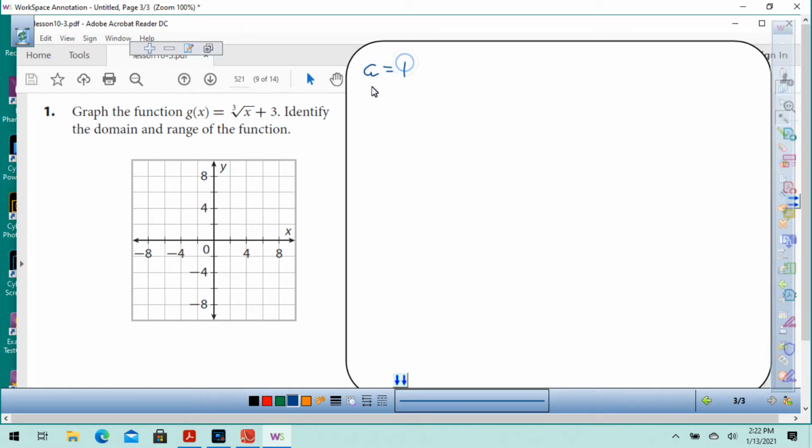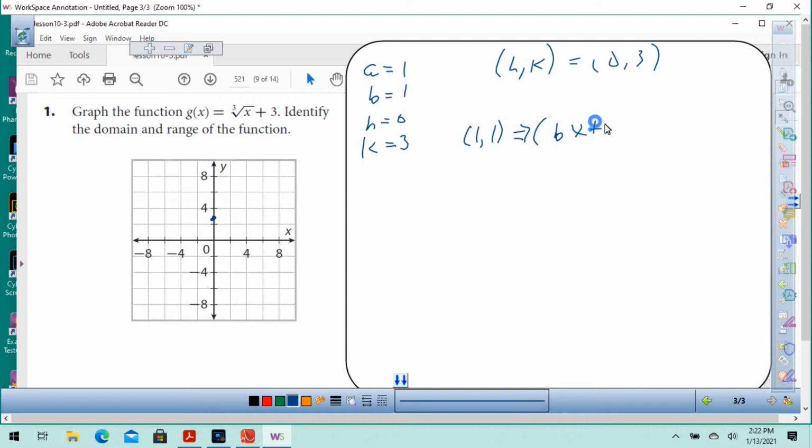We're looking, A is 1, B is 1, H is 0, and K equals 3. Your point of inflection is always H, K, which is 0, 3. 0, 3 is going to be right there. You also had another point, 1, 1. And we're going to use that bx plus h and ay plus k on that. B is 1 times x, that's 1, plus h is 0, and then a is 1, and y is 1, plus k is 3. That's going to give us 1 plus 0 is 1, and 1 plus 3 is 4. So we're going to have a point here at 1, 4.